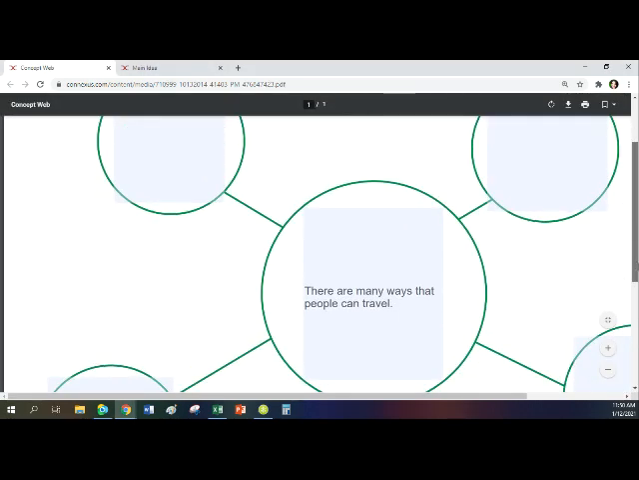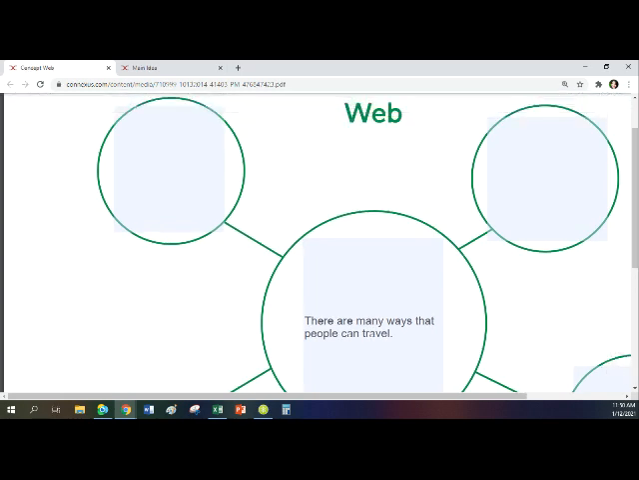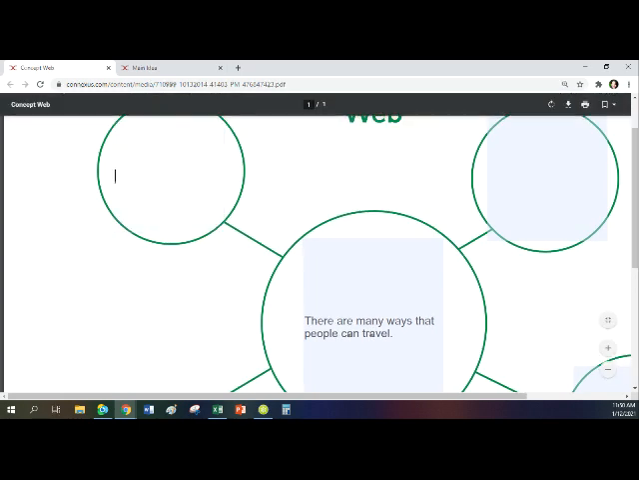So I've got my main idea in the center. Now I need to give some of those different examples of how people can travel. Which examples of transportation do you remember from the story? One that I can remember was rafts. There were people that were traveling on rafts in the water, right? So that's one key detail. That's one example that I can put in one of these bubbles.